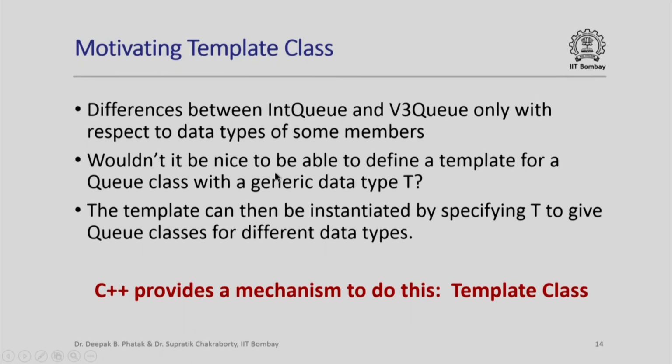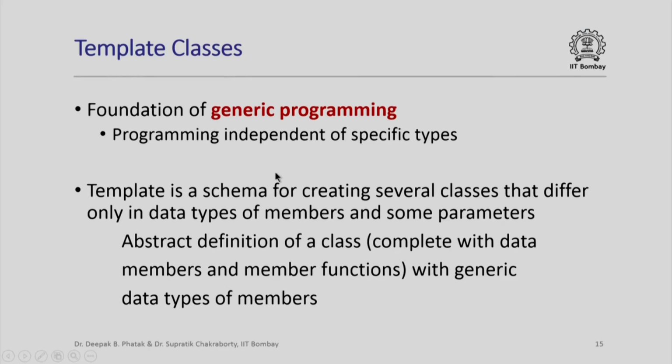Now it turns out that C++ actually provides us a mechanism for doing this, and this is called a template class. Now template classes are also considered the foundation of generic programming, which is a term used to denote programming independent of specific types.